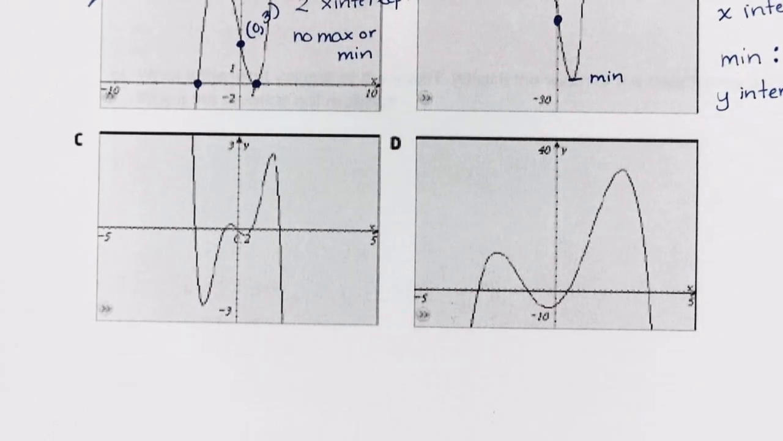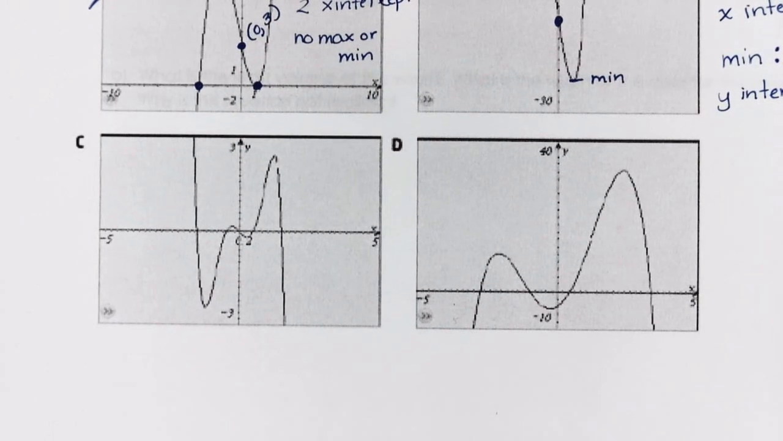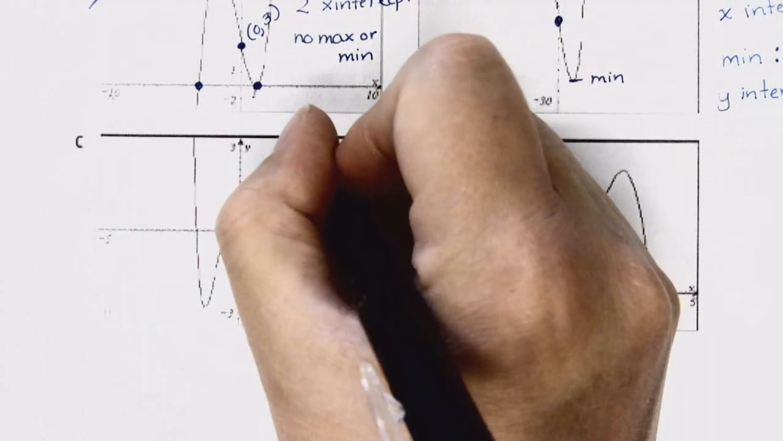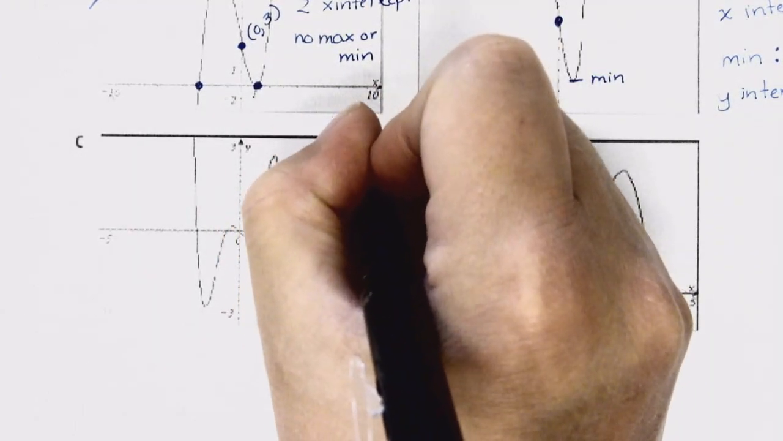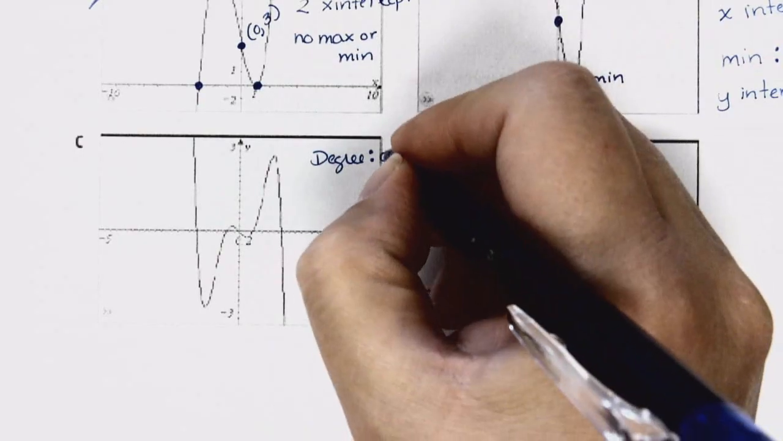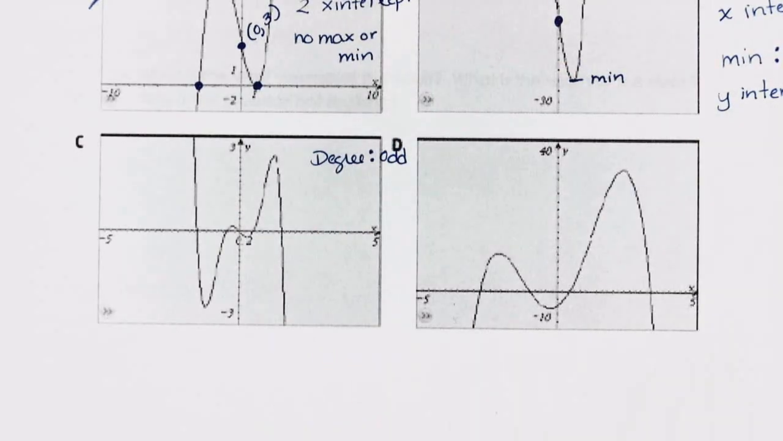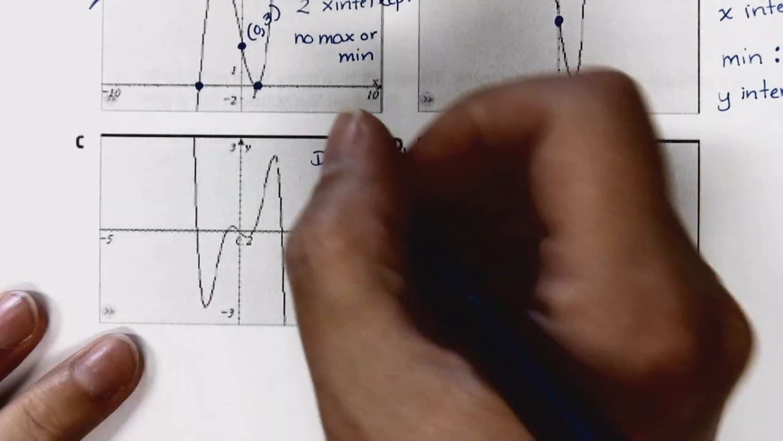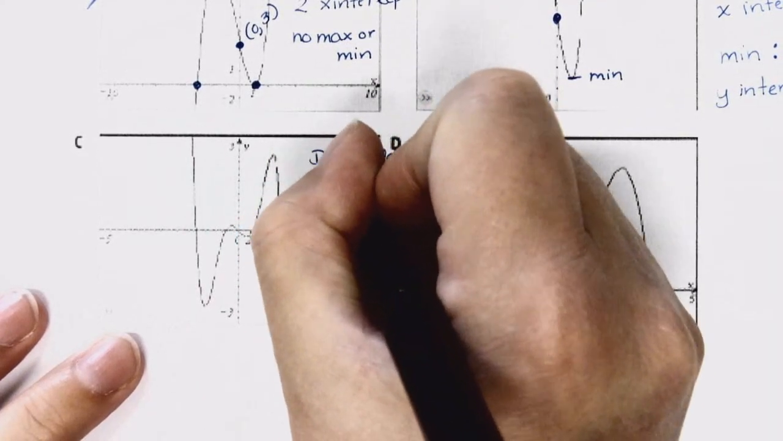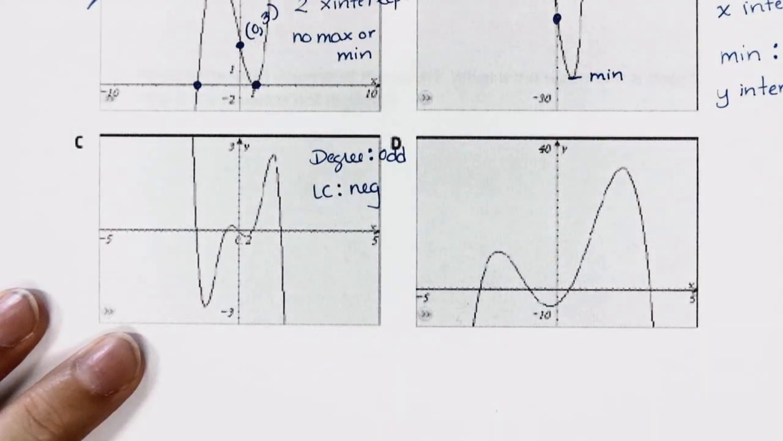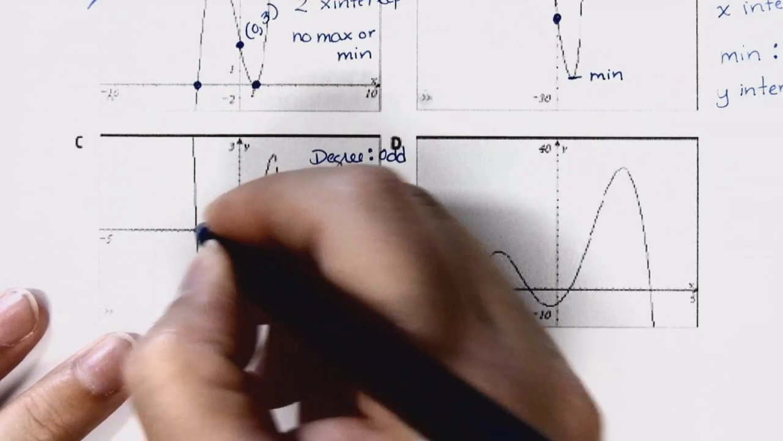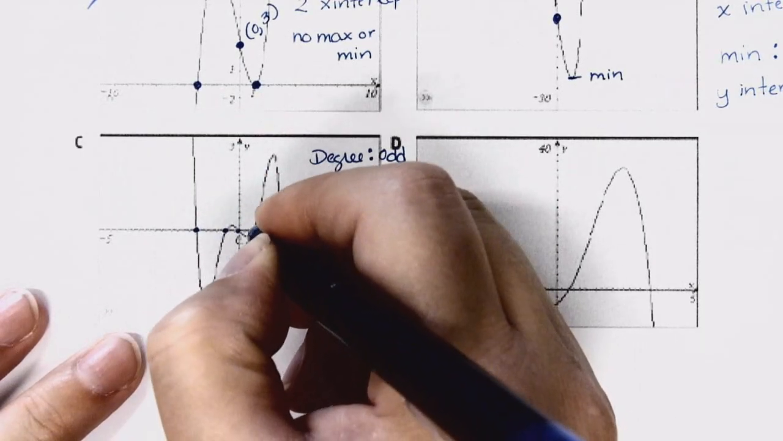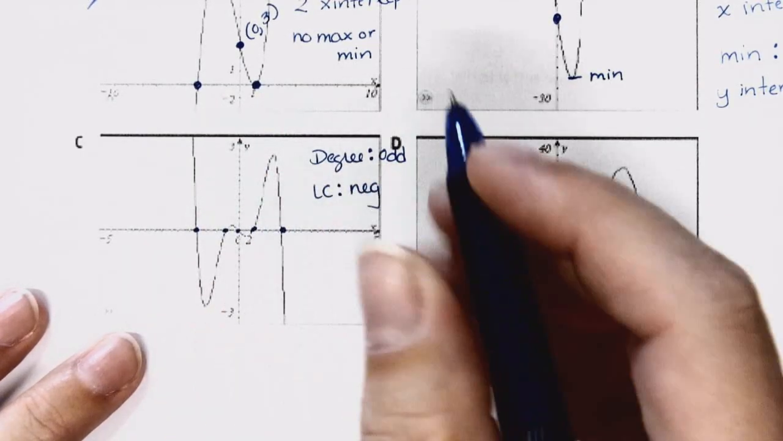Okay, graph C. What's my degree? It is odd. What's my end behavior? What am I doing in this one? I'm 2 and 4, right? Negative. So my leading coefficient is negative this time. How many x-intercepts? 1, 2, 3, 4, 5.